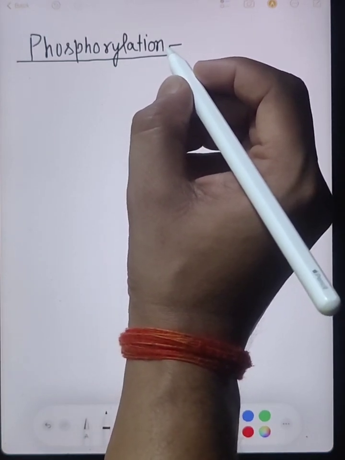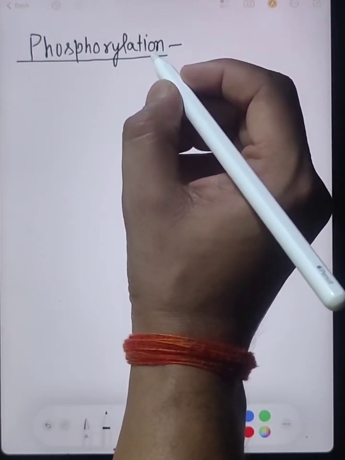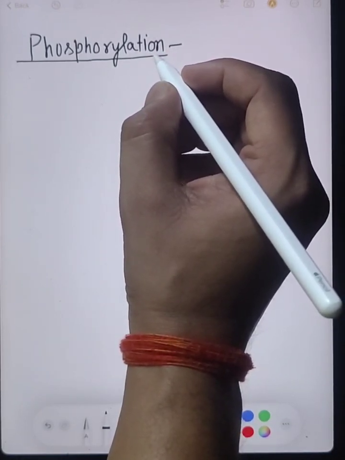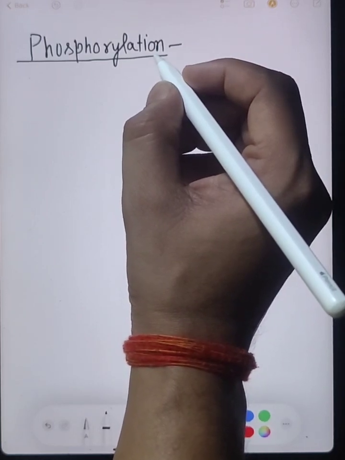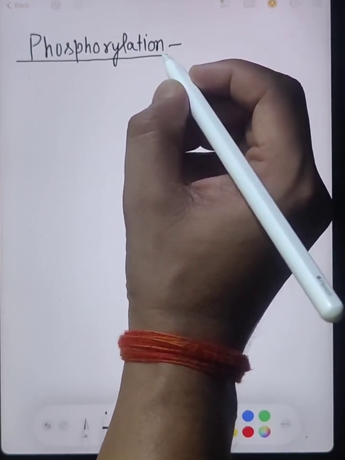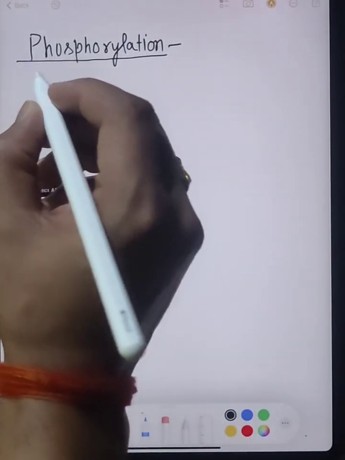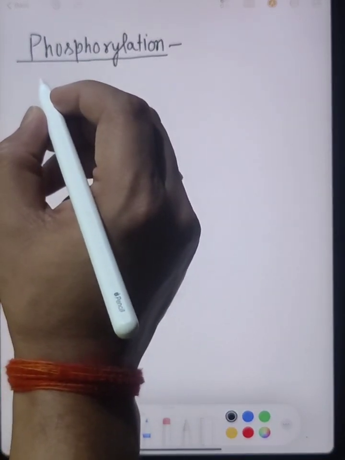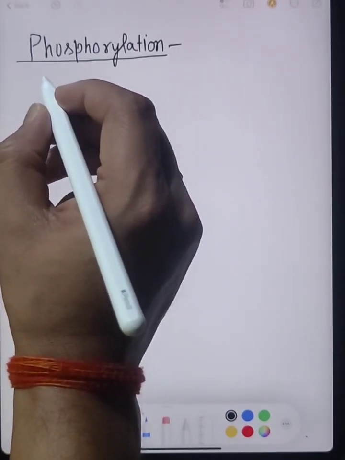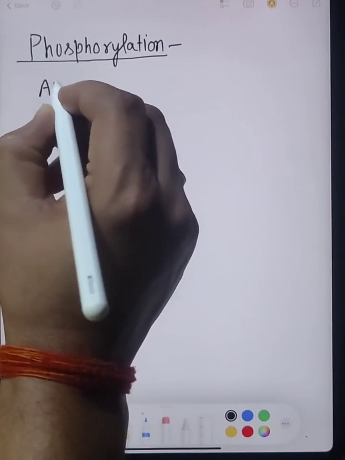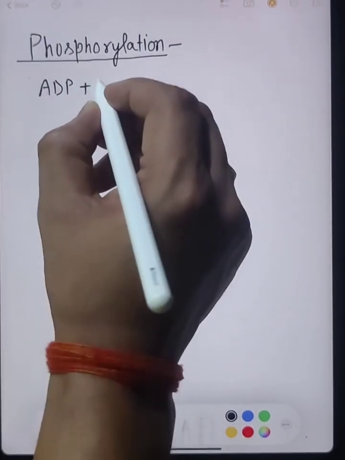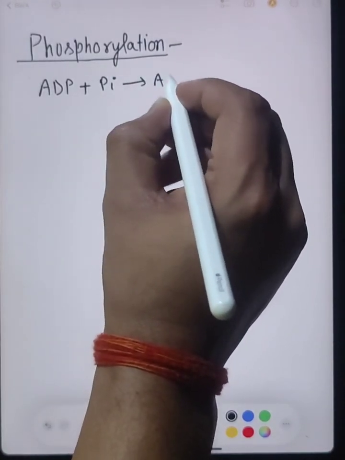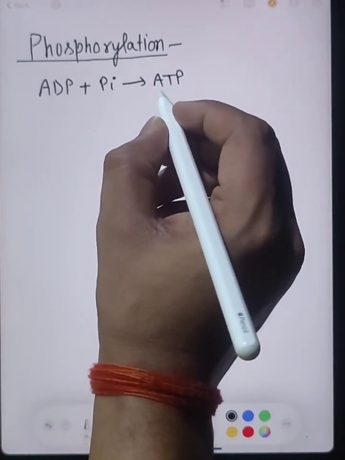Hello friends. As per our discussion plan in NCERT, today we are discussing a topic named phosphorylation. Foremost, we need to understand the meaning of phosphorylation. It is the process in which phosphate is added to a compound to form a high energy molecule like ATP. Like if someone adds ADP with an inorganic phosphate, it will convert it into ATP, that is called phosphorylation.